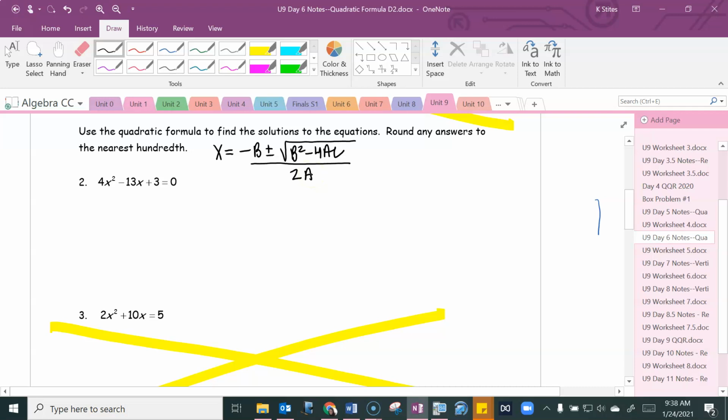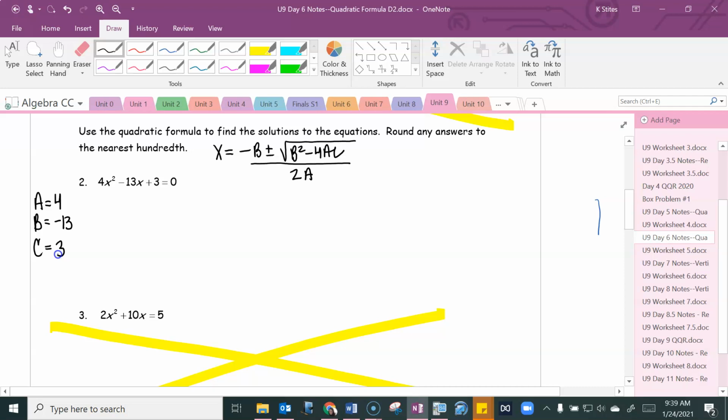All right, so the first thing you want to check is if you have an equals 0. If you do, we can go right to identifying our a and our b and our c values, which we do. So we have a is going to be 4, that's the number with x squared. B is going to be negative 13, that's the number with x, and c is going to be 3.